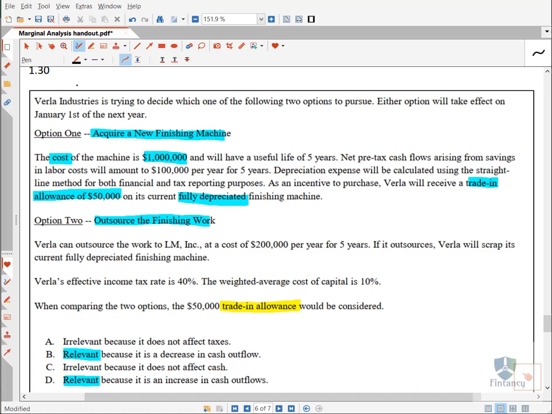Very simple, right? Why are you people saying D? Where is the outflow? They are talking about this trade-in allowance only. There's 50,000 I will not pay. So whatever I will pay, there is a decrease in cash outflow. Sherry will get the car at less price. So there is a decrease in cash outflow or not? So what is the answer, my friends? The answer is B. I hope it's clear with everyone.